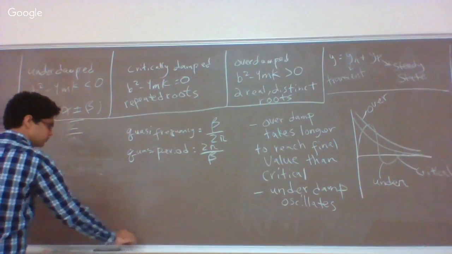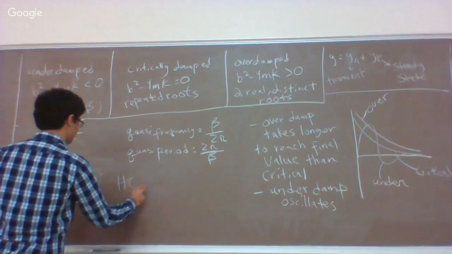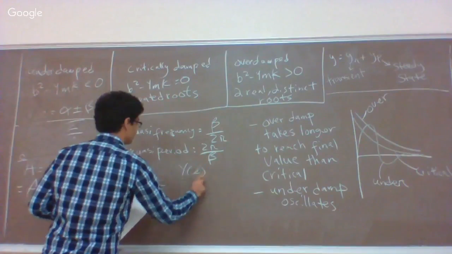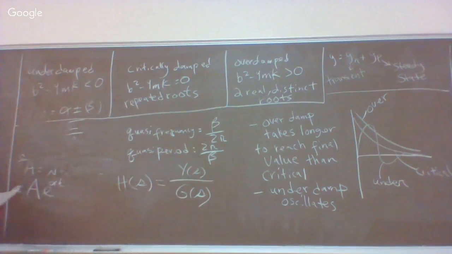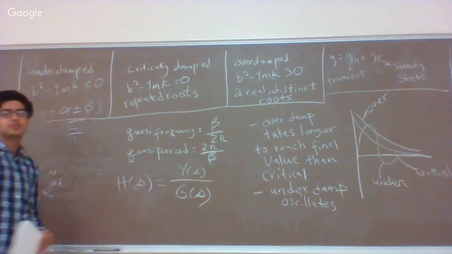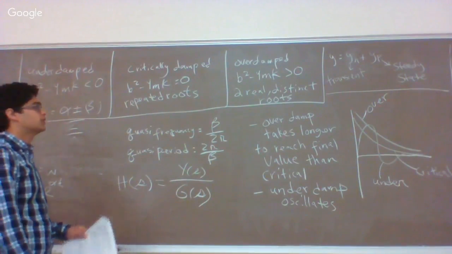Oh, the other thing. I'll quickly write it down here. Your H of s is equal to Y of s divided by G of s. So that's the equation for the transfer function. Okay. In real life, when you get to more of your engineering classes, your Y of s is your output, your G of s would be your input. So how you go from your input to output? You have a transfer function.